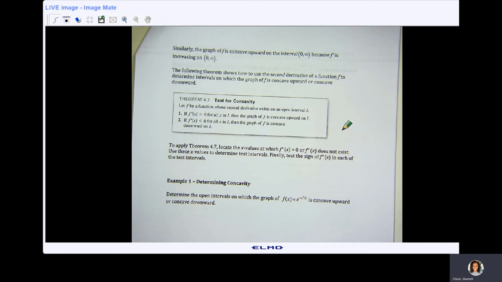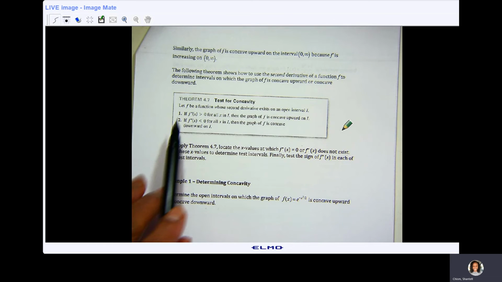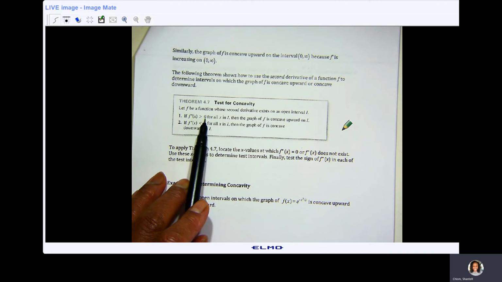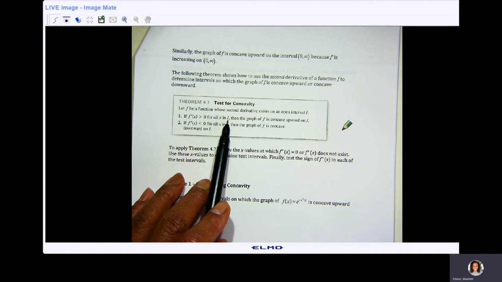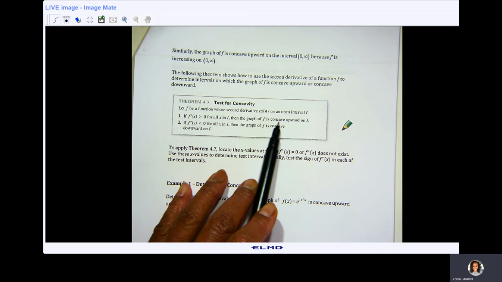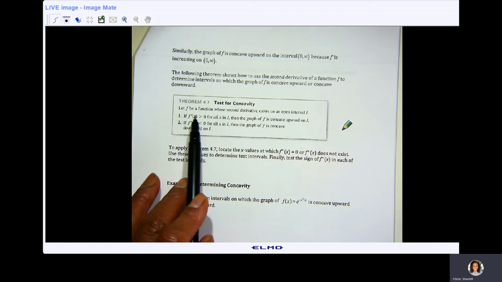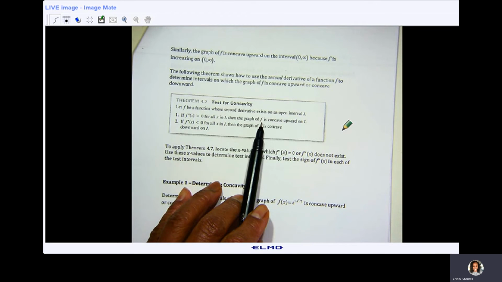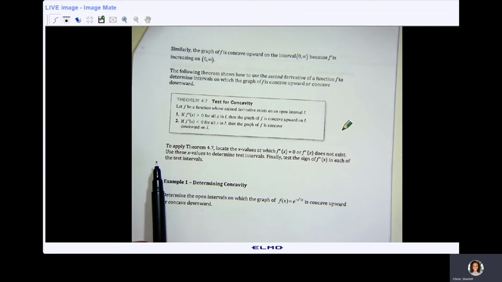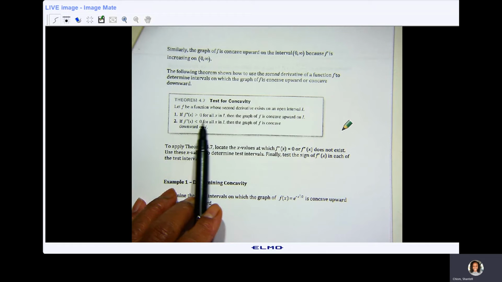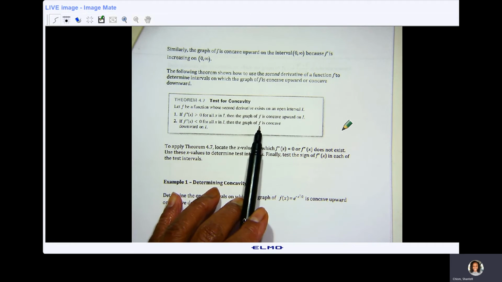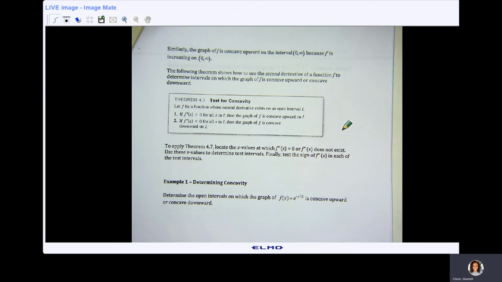All right, so this theorem, the test for concavity, says: let f be a function whose second derivative exists on an open interval I. If f double prime, the second derivative, is greater than 0 for all x in that interval, then the graph of f will be concave upward on that interval. If the second derivative is negative for all x on that interval, then the graph of the original function f will be concave downward on that interval.